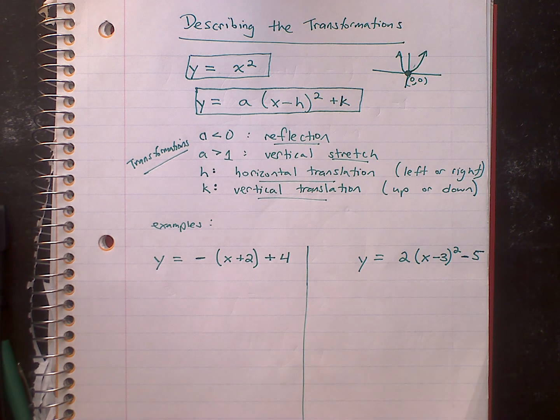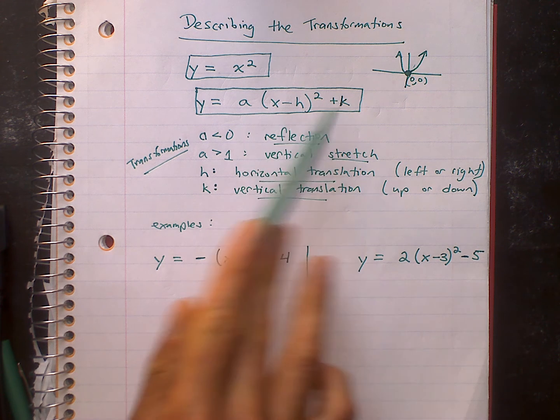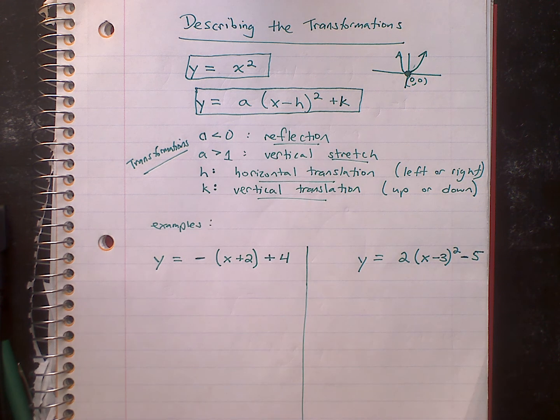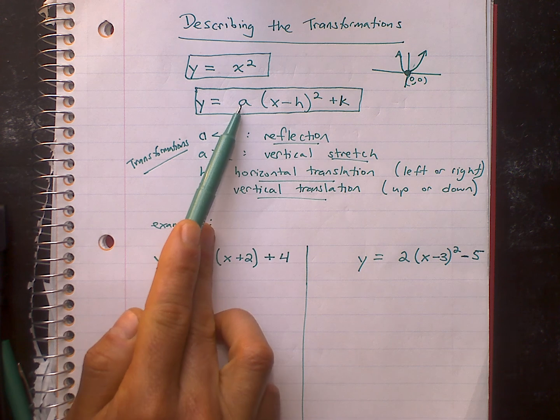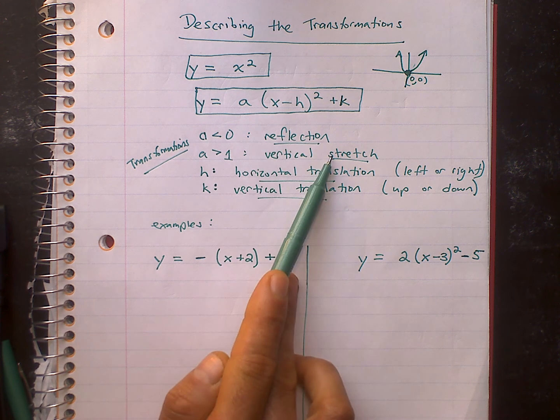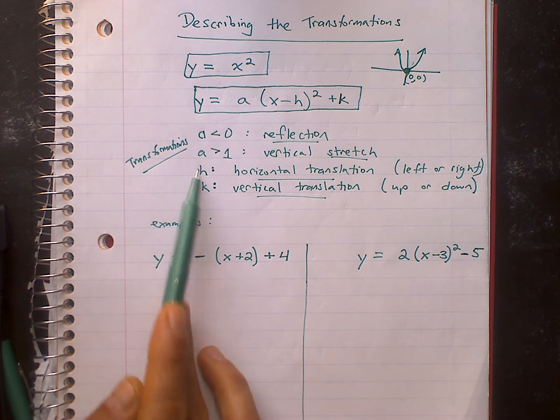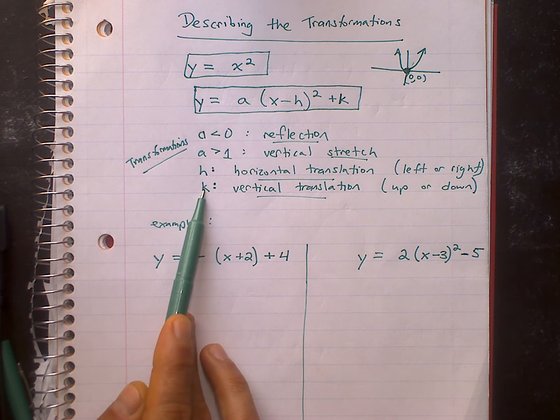We're going to move that around. We're going to reflect it upside down. We could possibly stretch it out. And those changes are determined by a, h, and k as given by vertex form. The a, the number in front, is in charge of two things. It could possibly reflect the original parabola, or it could possibly even stretch it out, make it more narrow or taller.